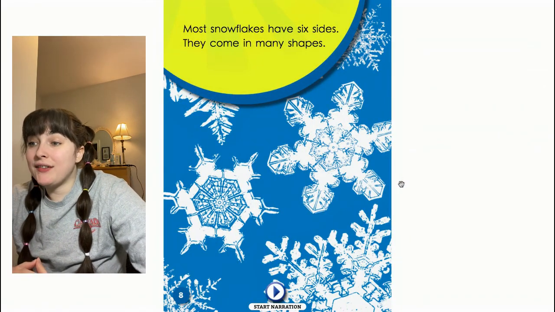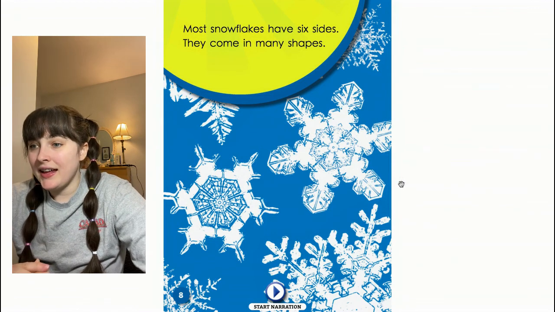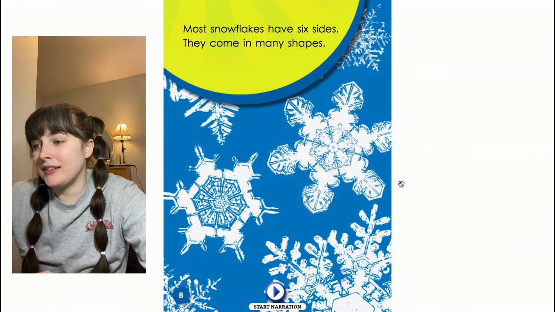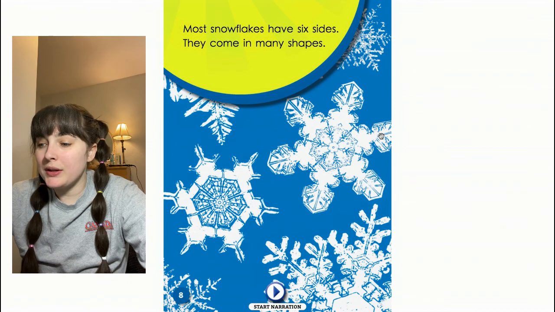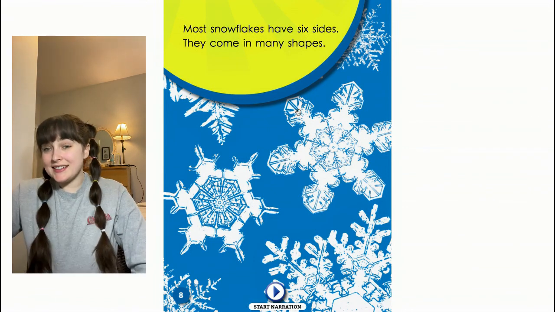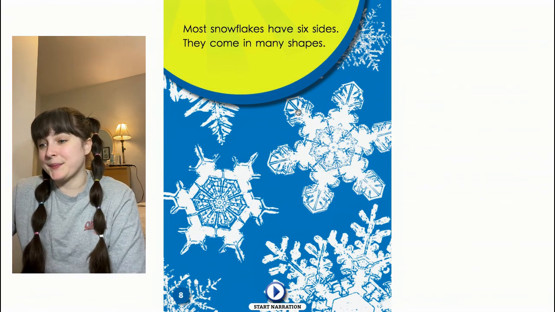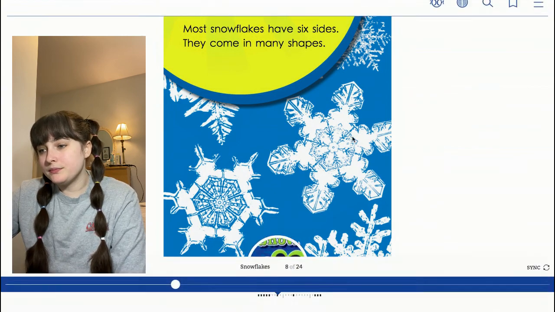Most snowflakes have 6 sides. They come in many shapes. Let's count how many sides on one snowflake there is. 1, 2, 3, 4, 5, 6. There's usually 6 sides. Very interesting. Ooh.